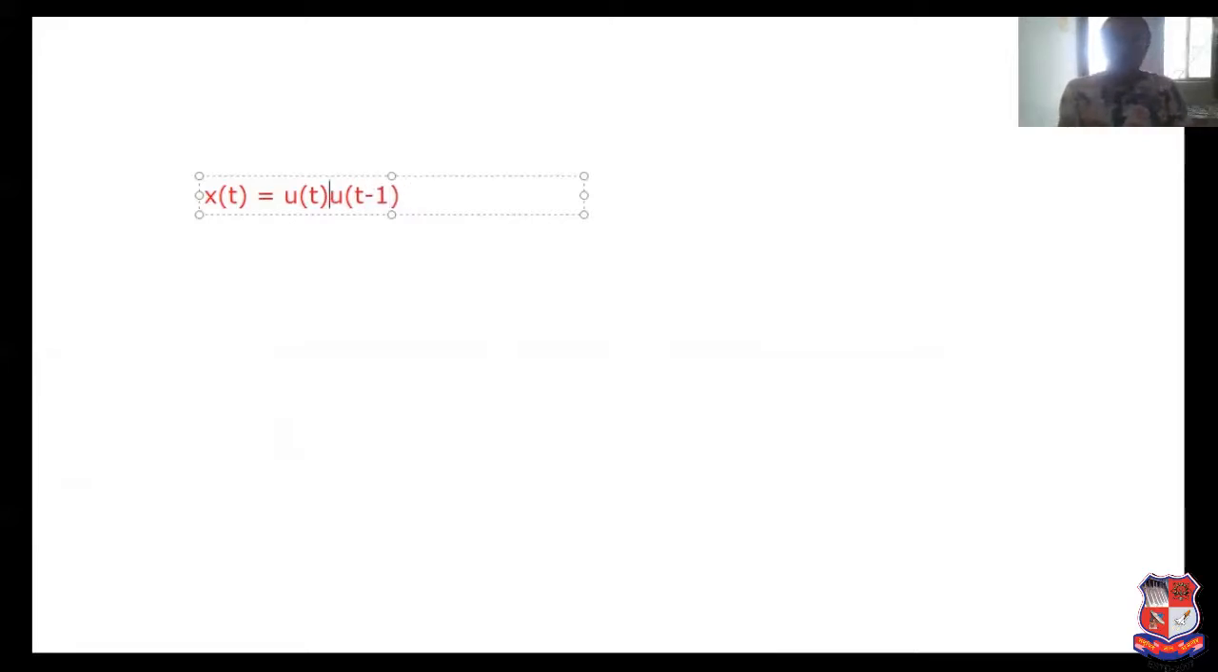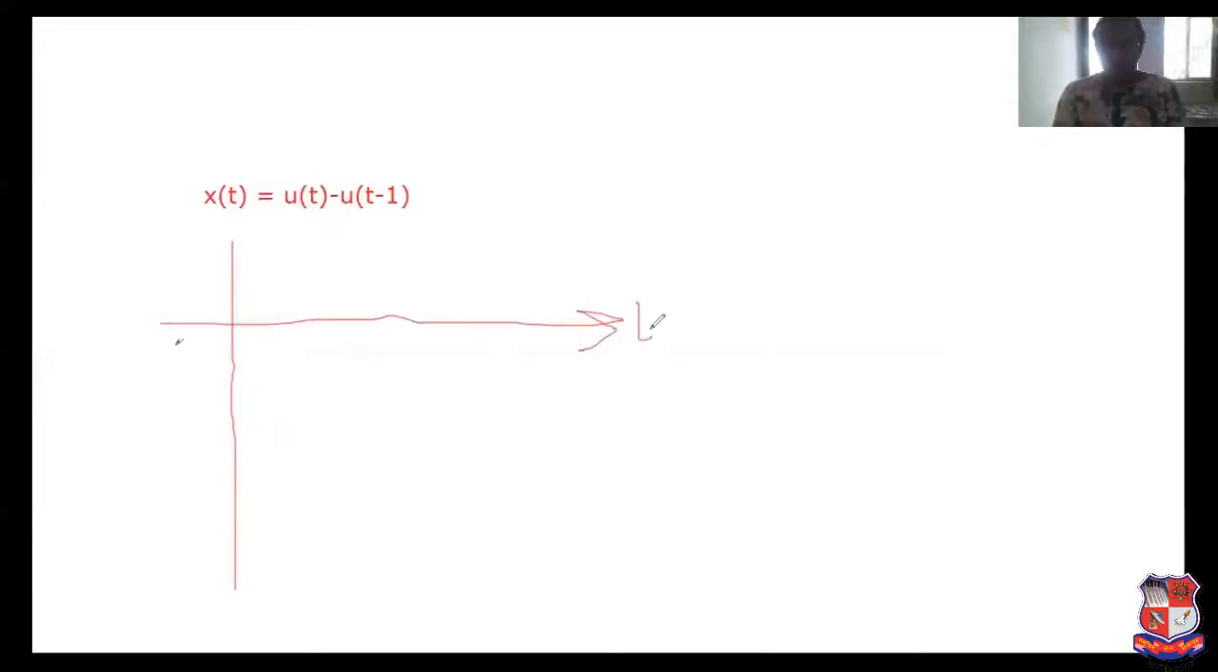T minus u of t minus 1. Now, first of all, what is the meaning of u of t? U of t is known as one type of basic signal, one type of basic signal that is required to analyze the system.